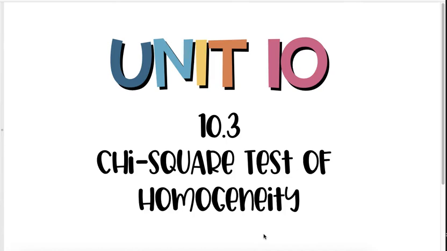This is Unit 10, Section 10.3, chi-squared, continuing now doing a test of homogeneity.